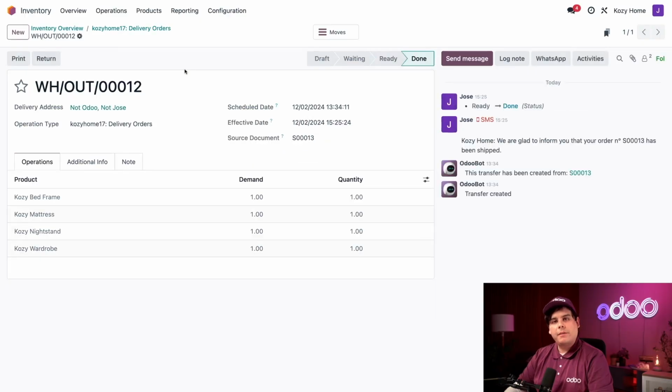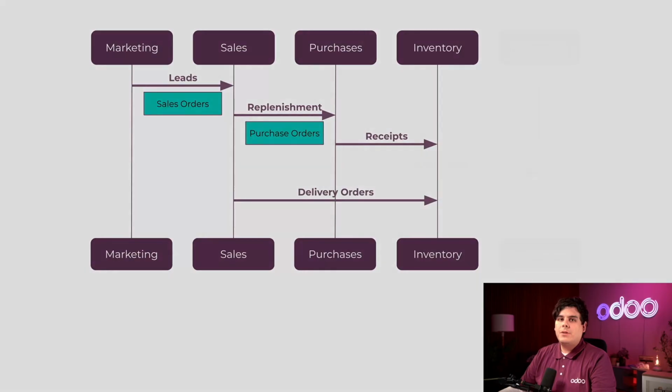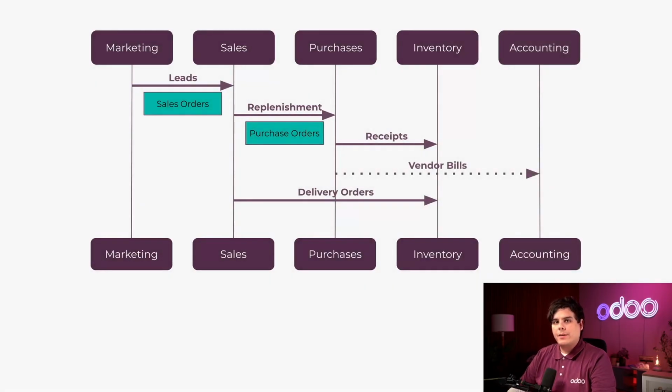And then once we click that, you'll notice if you look at the chatter, we have a very nice SMS message that went out to let them know that their product is shipped. At this stage, everything moves to the accounting team. So after paying the vendor bill, the only thing left to do is invoice the customer. So let me show you how that's done real quick.